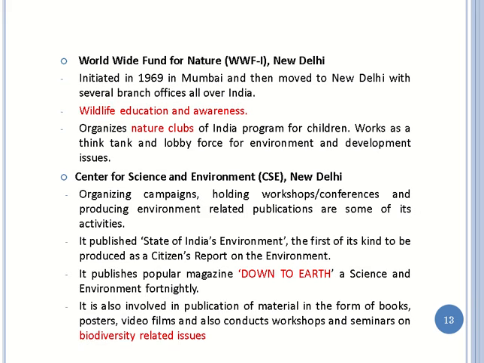Then comes the next, that is Center for Science and Environment, New Delhi. Its main work is organizing campaigns, holding workshops, and producing environment related publications. So it has published State of India's Environment, which means the status of India's environment. It also publishes Down to Earth magazine, which is published fortnightly, and it mainly deals with biodiversity related issues.